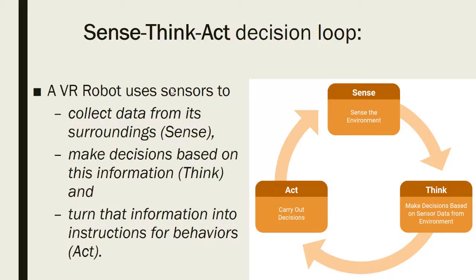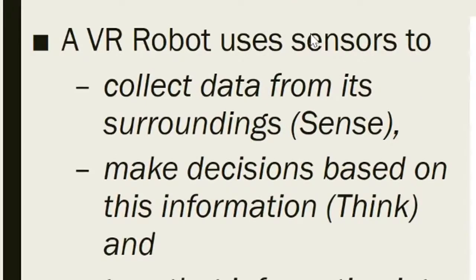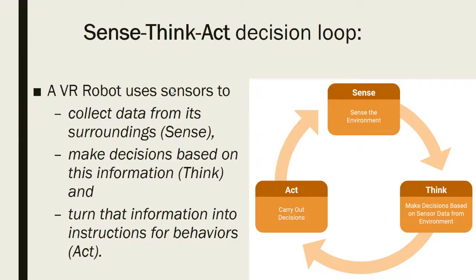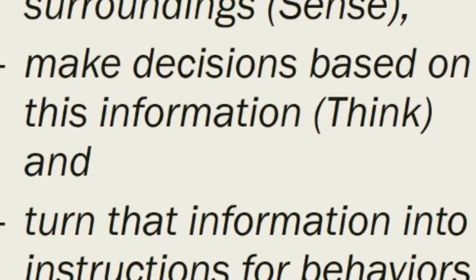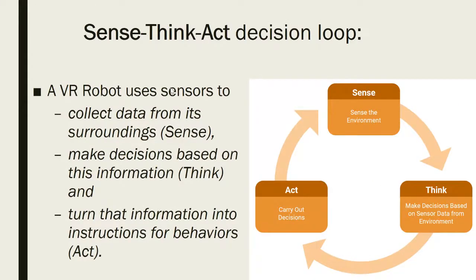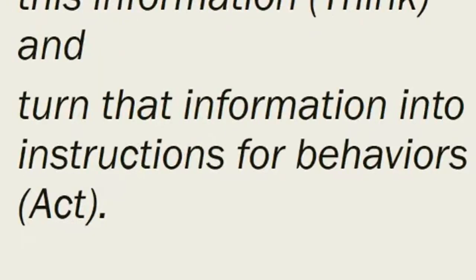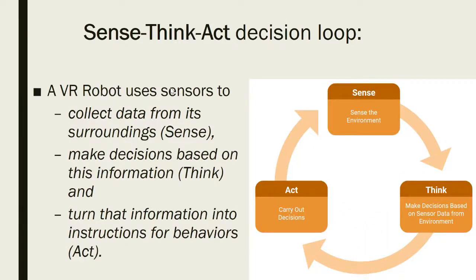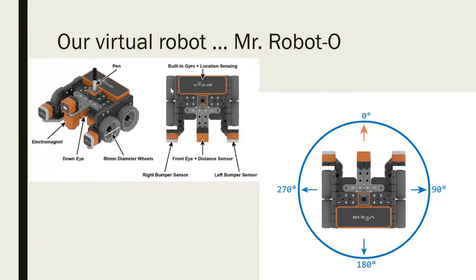Our VR robot uses sensors to collect data from the surroundings, which is the sensing portion. This is what the sensors are for. It makes a decision based on this information. This is where your coding comes in, and it turns information into instructions for behaviors. This is your output.